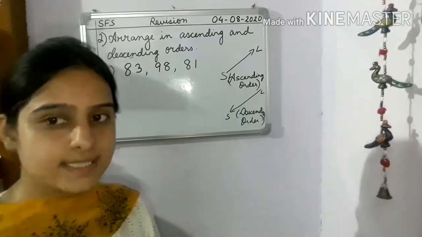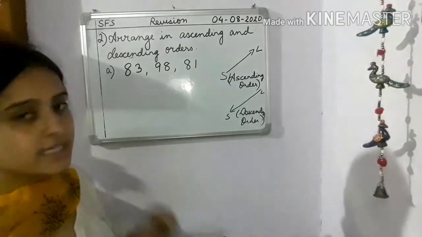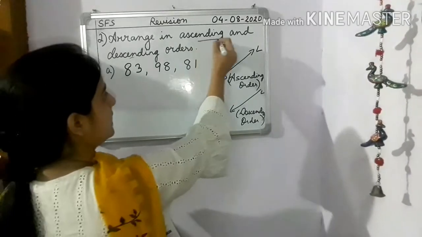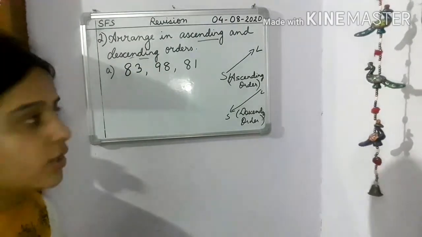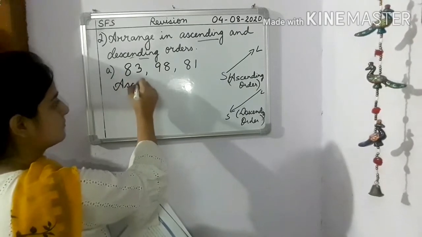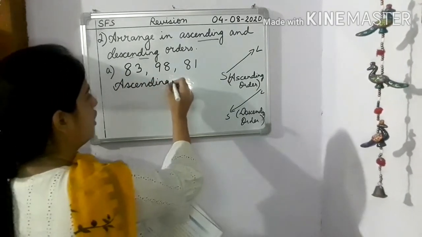Okay? So let's start. The numbers 83, 98 and 81. These numbers we are going to arrange first in ascending order and then we will arrange in descending order. Okay? So let's arrange first in ascending order.